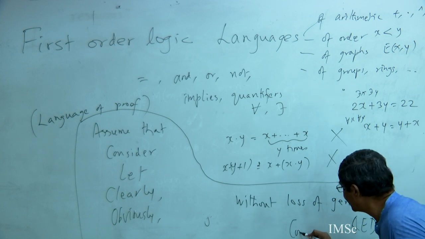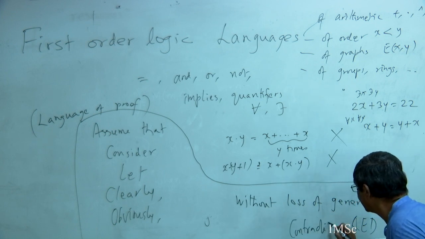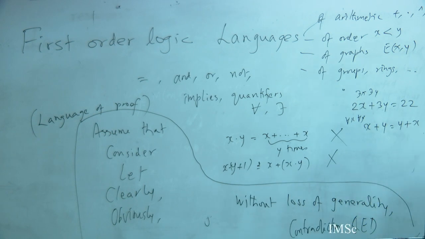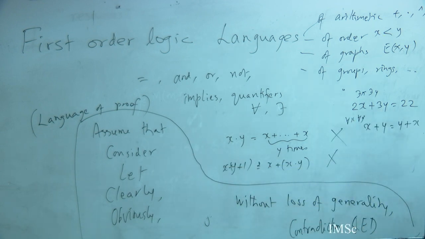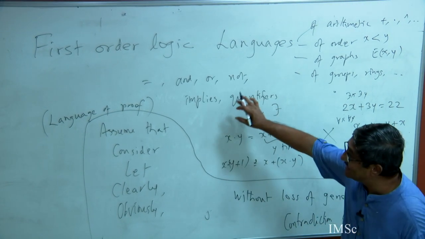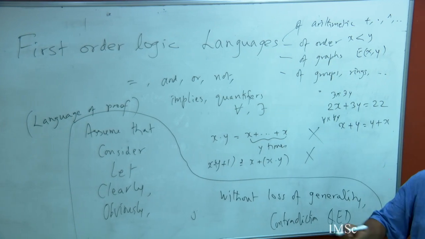You want to say contradiction, right? That is a contradiction, therefore it is absurd, etc. Right? But these are what I would call elements of the language of proof that we want. And we will have all that, right? I promise you that we will. But these are ways of stringing statements together.